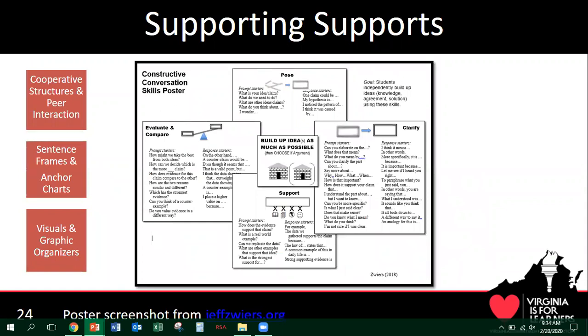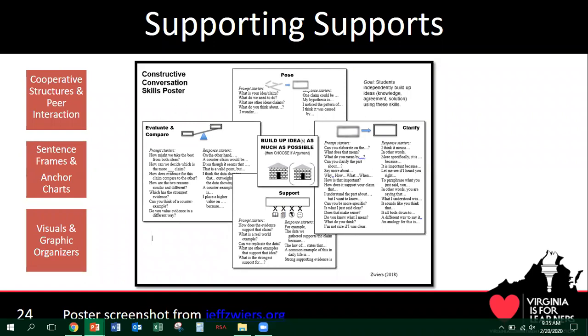And we've gone over a number of supports, so I think it's important to talk about how you support supports. For example, here, this conversation poster came out of a professional development that was offered in a couple of places across the Commonwealth this year, related to construction conversation. So here we can see a couple of graphics that are there. We also see some sentence frames that the poster itself can act as an anchor chart.